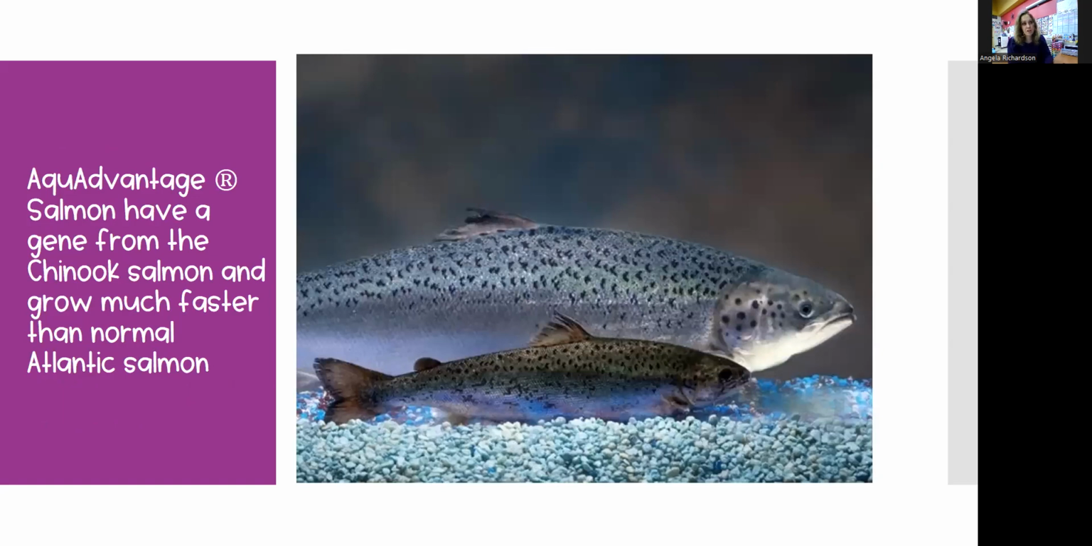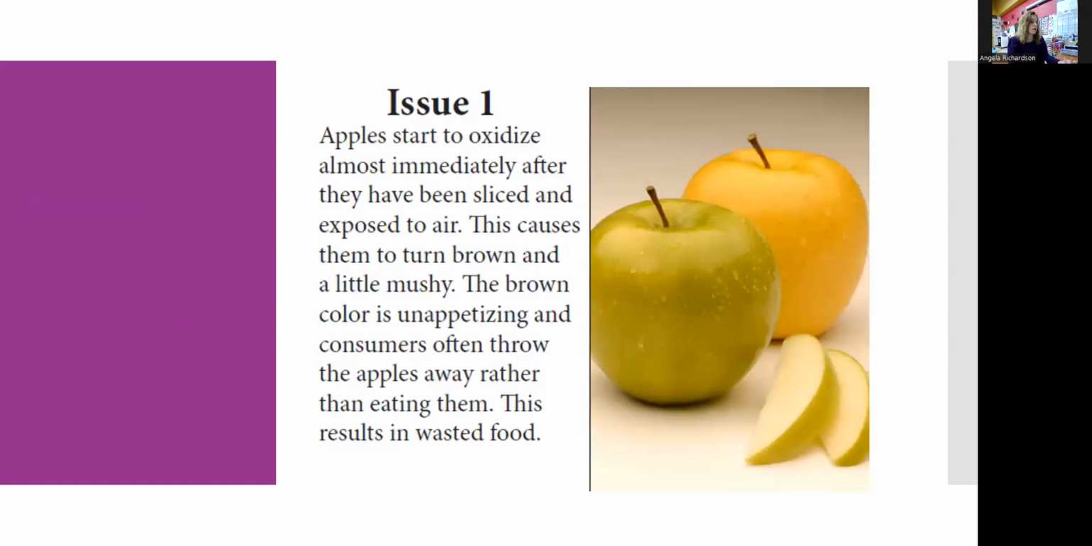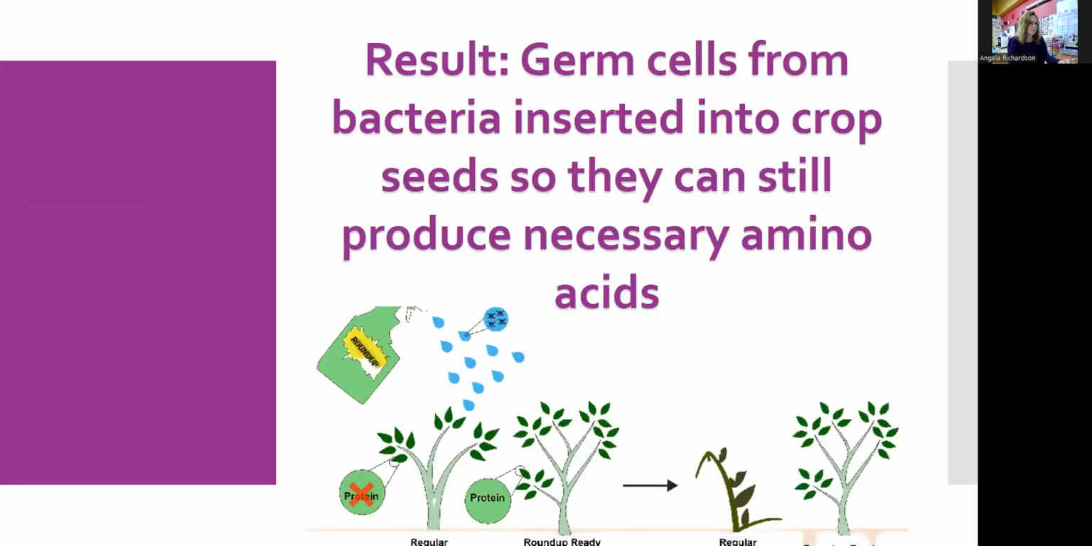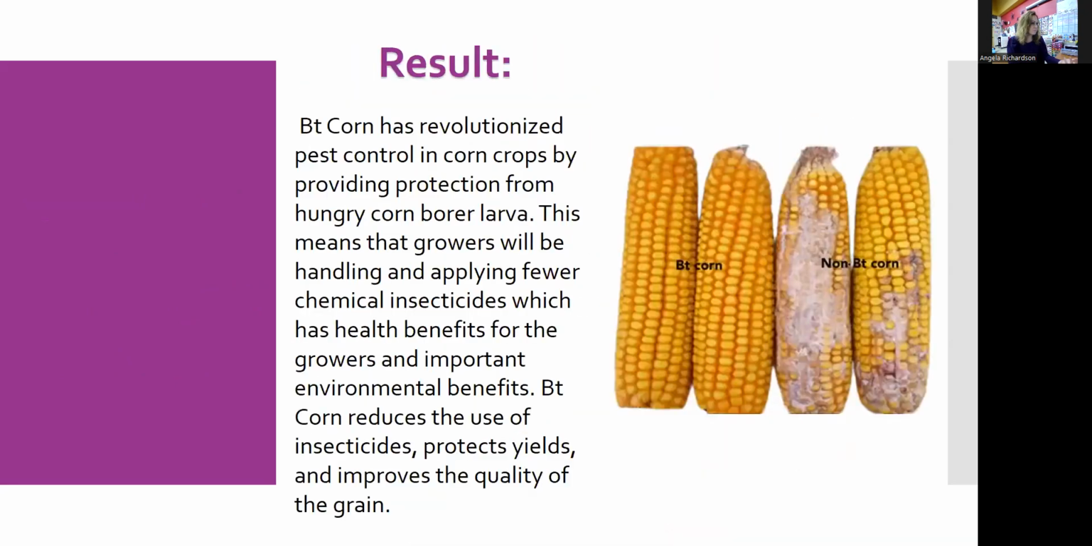Another example of artificial selection is the AquAdvantage salmon, which they've taken a gene from something called the Chinook salmon, which makes it grow a lot faster, which means they can produce more fish in a smaller amount of time, which means you have a higher output, which means that these salmon farms can make more money by producing more fish. I'm going to skip all this because this is an activity we're not going to do.